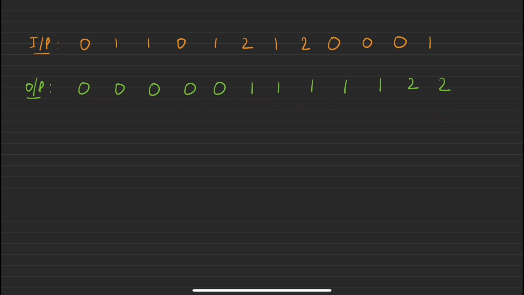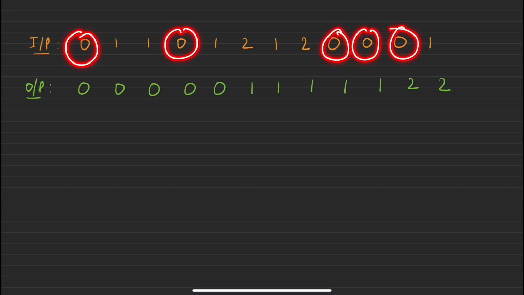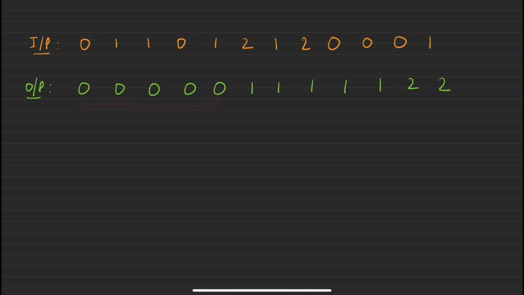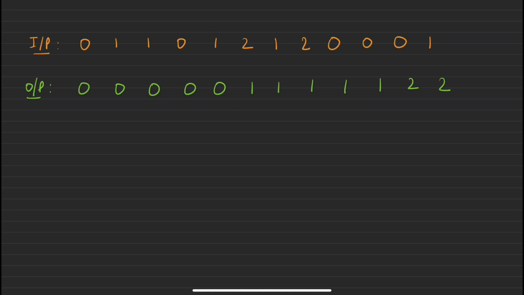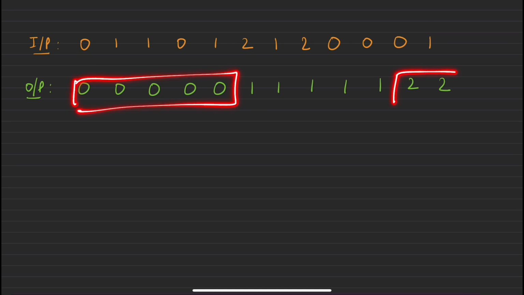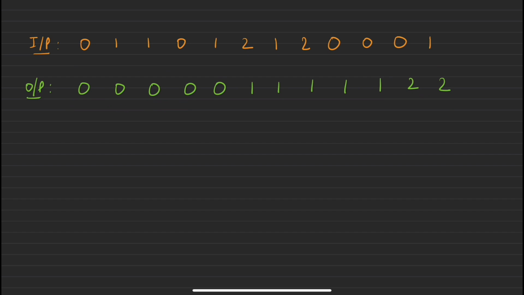Yes. If we see properly, all the zeros in the input array have been placed in the starting position and all the twos in the last position and all the ones in the middle position. Simple. So what is the main observation here? We need to place all the zeros in the start and all the twos in the end. So by doing this, don't you think all the ones will be placed in the middle?